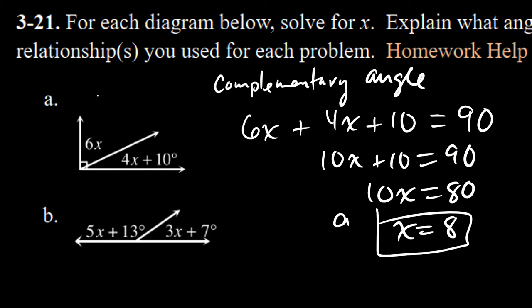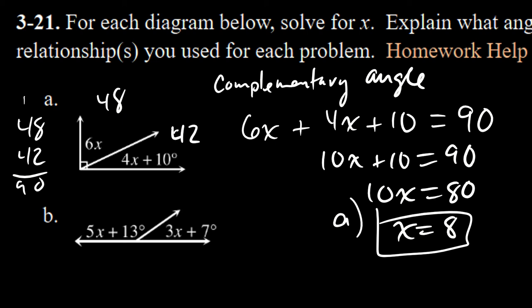And it's probably wise for me to check, because I always make goofy mistakes. 6 times 8 is 48. And then 4 times 8 is 32. No, wait a minute, 4 times 8 is 32, and 32 plus 10 is 42. That's right, 42. If I add those two up, 48 and 42, 8 and 2 is 10, carry the 1. Yeah, 48 and 42 are complementary. So I got the right value of x. x is 8.